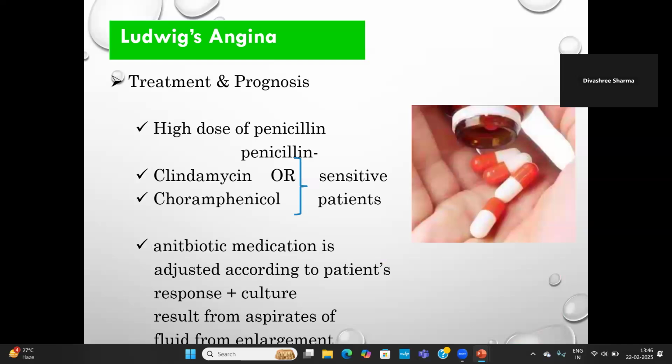Antibiotic therapy mainly includes administering high dose of penicillin, or in cases of penicillin sensitive patients, we can administer clindamycin or chloramphenicol. Antibiotic medication is adjusted according to patient's response, plus culture if the infection is not resolving. If the infection is not resolving, then we send the samples for pus culture and antibiotic sensitivity, and the results of this test would then further modify the antibiotic regime we are following for the patient.